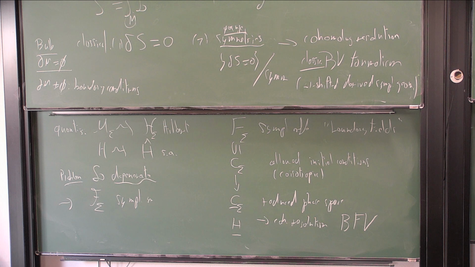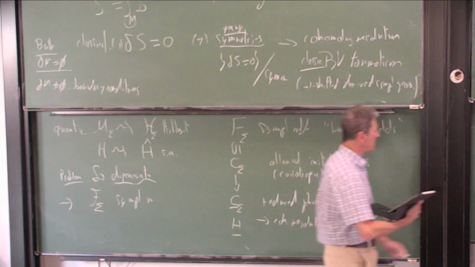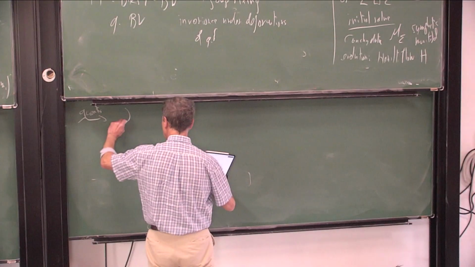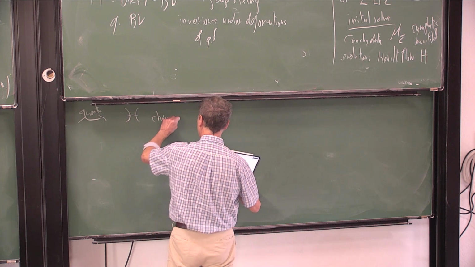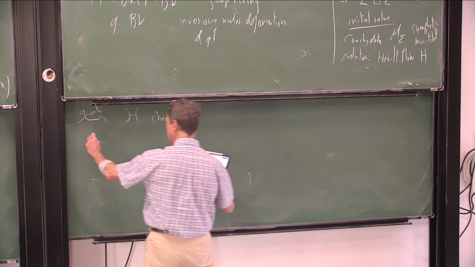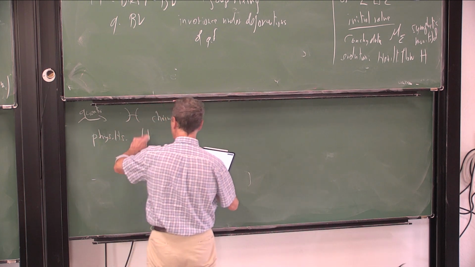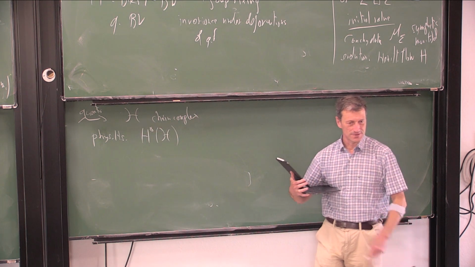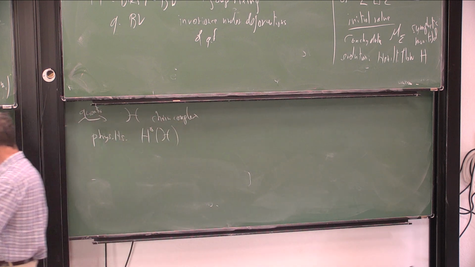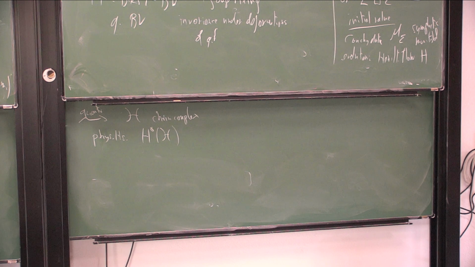So the quantization should no longer be just some Hilbert space, but the Hilbert space itself will be some chain complex, and the physical Hilbert space should arise as the zero homology of this chain complex. Okay, so this is the procedure you want to perform if you're lucky and everything works. Okay, so this is for the initial value problem.